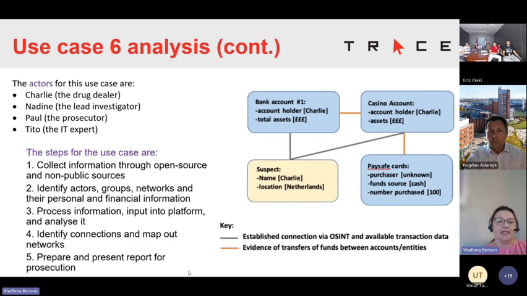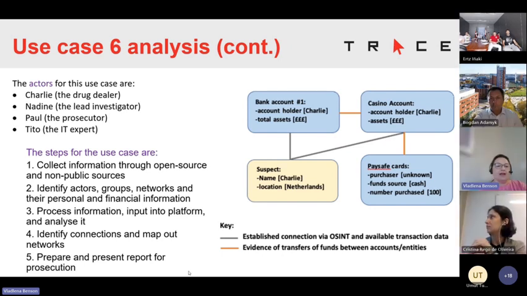So the actors in this case are Charlie, the drug dealer, Nadine, the lead investigator, again, we meet her, Paul, the prosecutor, and Tito, the IT expert. The steps in this use case are: collect information through open source intelligence and non-public sources, identify actors in the network, and look at their personal and financial information. Again, linking bank accounts, casino accounts, cards, and the suspects is extremely important. All of this is done as such by the Trace.